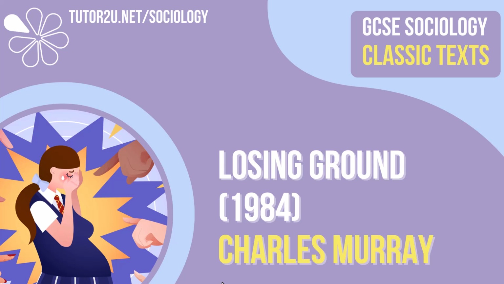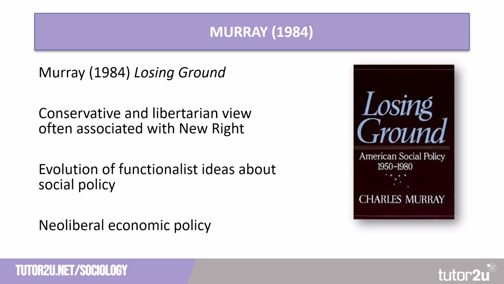In this video we're going to look at another classic text, Losing Ground by Charles Murray. Losing Ground, written by Charles Murray in 1984, is a significant and highly controversial book in the field of sociology. Murray's perspective is grounded in a conservative and libertarian viewpoint, which aligns with the new right view of sociology.